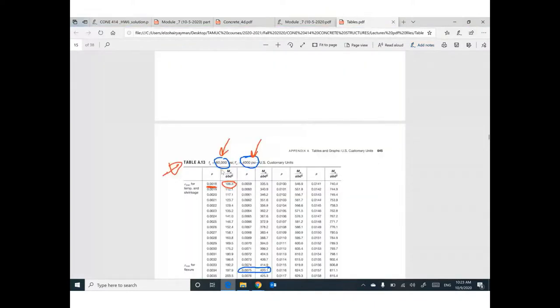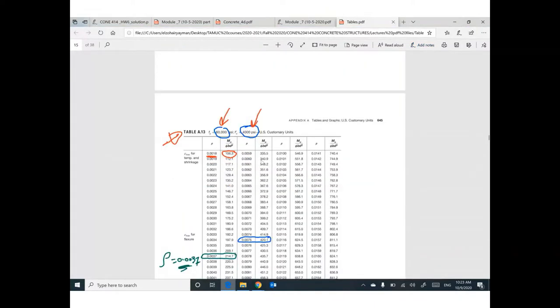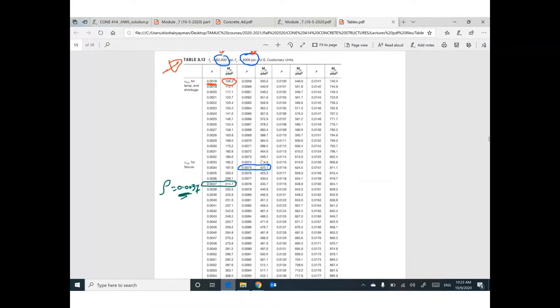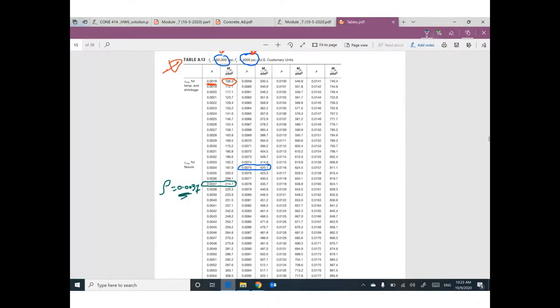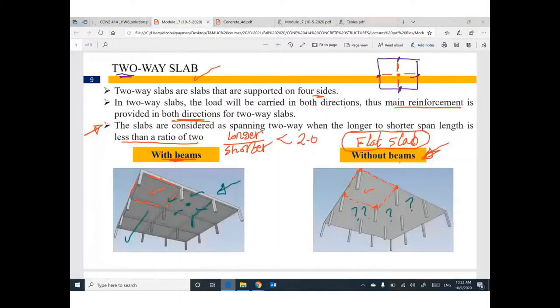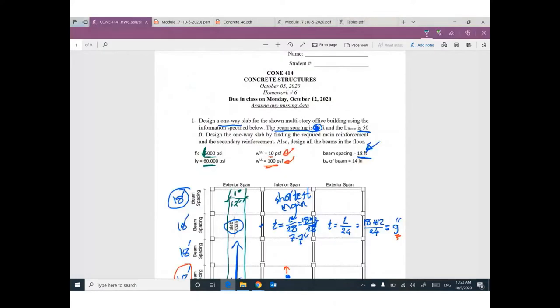So 64,000 and your value is 205. So I think you are here. 205 looks like this one. So your value of rho will be 0.0036.